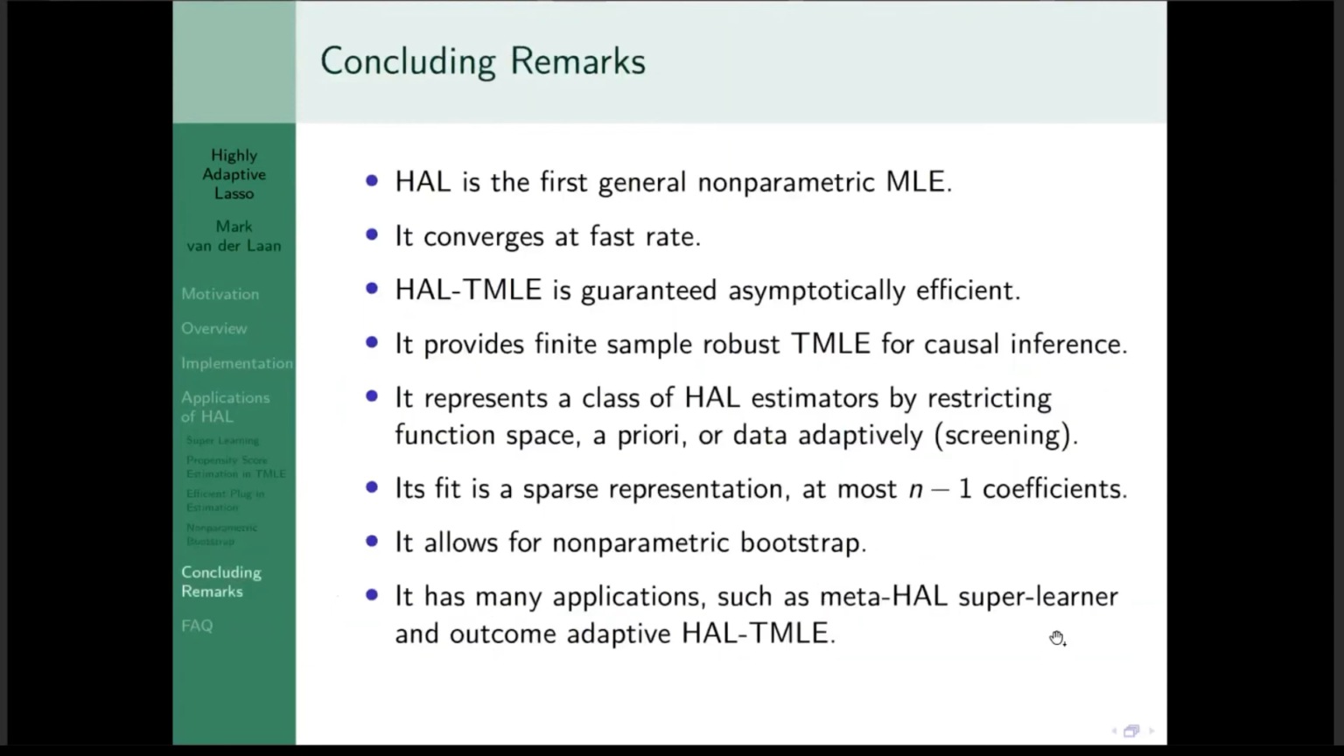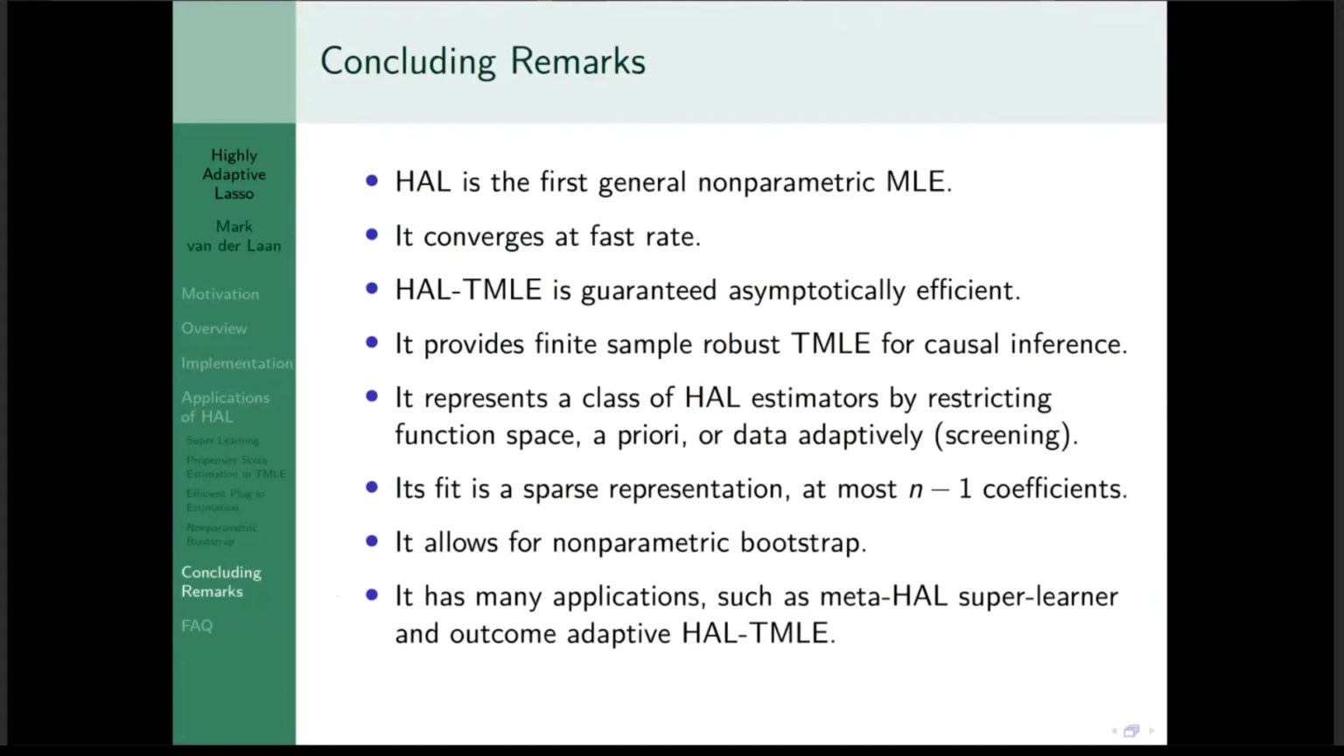All right, so some concluding remarks. Highly adaptive lasso is the first general non-parametric maximum likelihood or minimum loss estimator. It goes for full-blown maximizing or minimizing the empirical risk over this huge class of functions, only restricting the complexity, and that complexity, which is the variation norm, can be tuned with cross-validation. It converges at this remarkable rate n to the minus 1/3 up to log n factors.